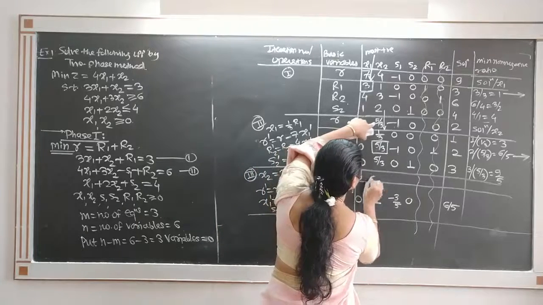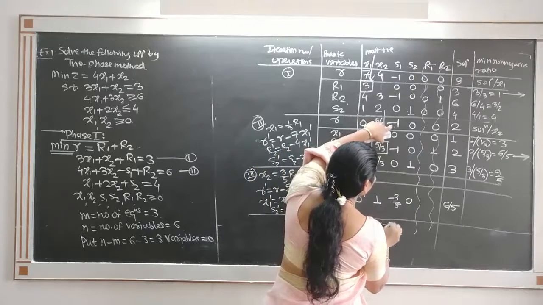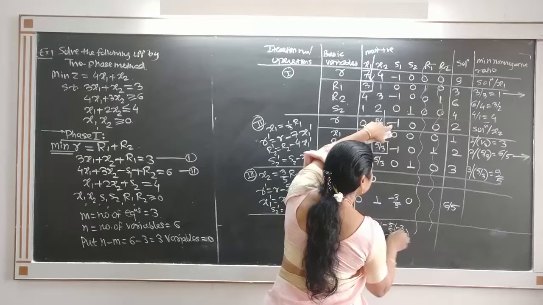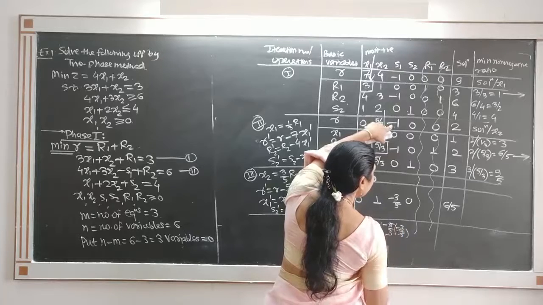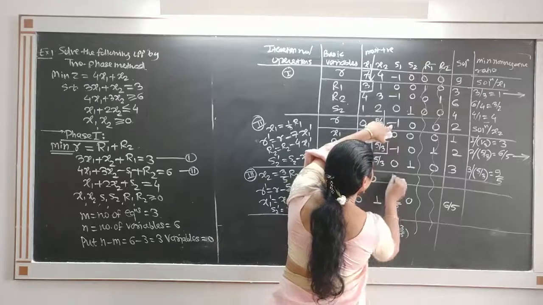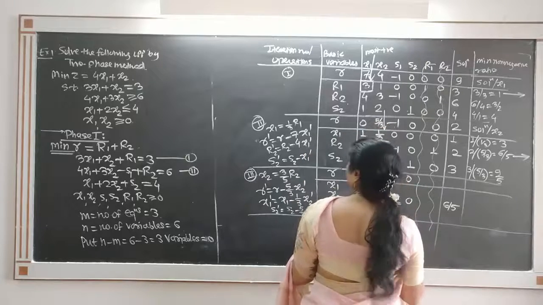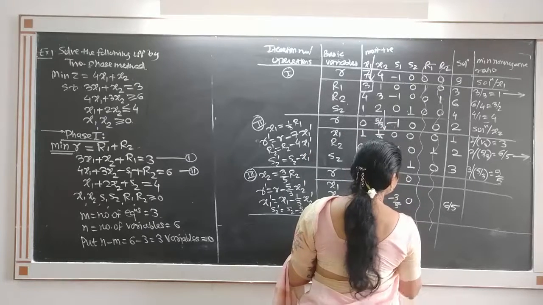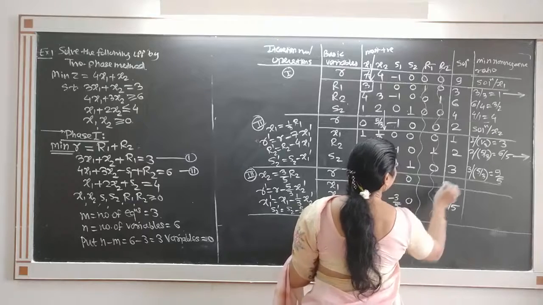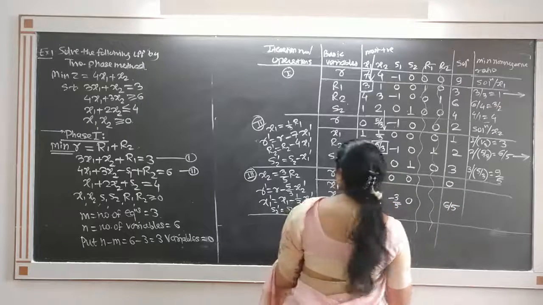R minus 5 by 3. So minus 1 minus 5 by 3 times minus 3 by 5 gets cancelled. Minus minus becomes plus and minus 1 plus 1 becomes 0. 0. 2 minus 5 by 3 times 6 by 5 gets cancelled, becomes 0.